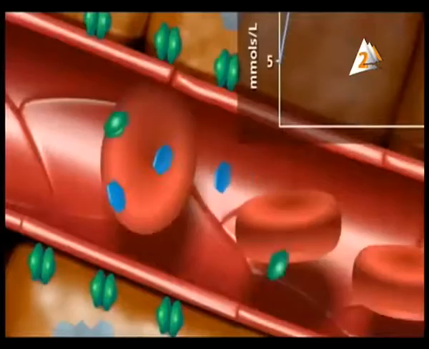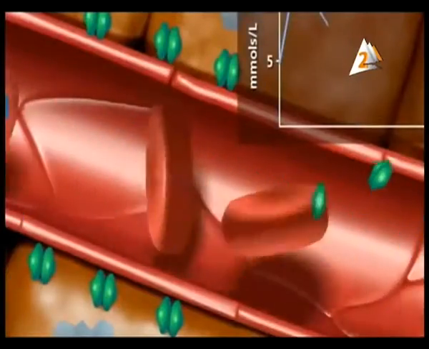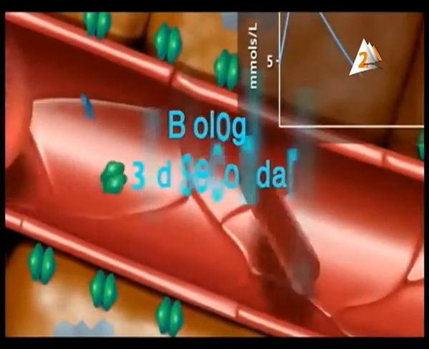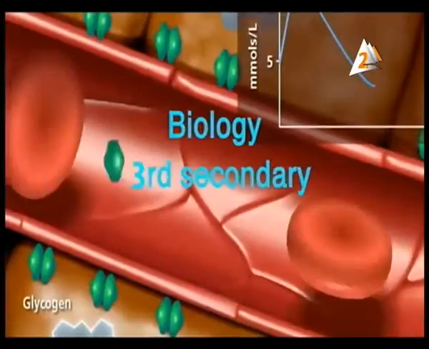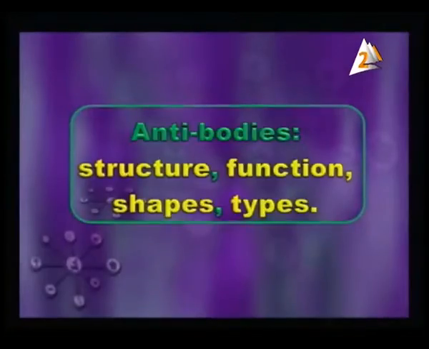Today we are going to complete immunity in man, and especially the component of the lymphatic system. Let's begin. Last time we studied the main components of the lymphatic system, but today we are going to complete the last point of it, which is antibodies.